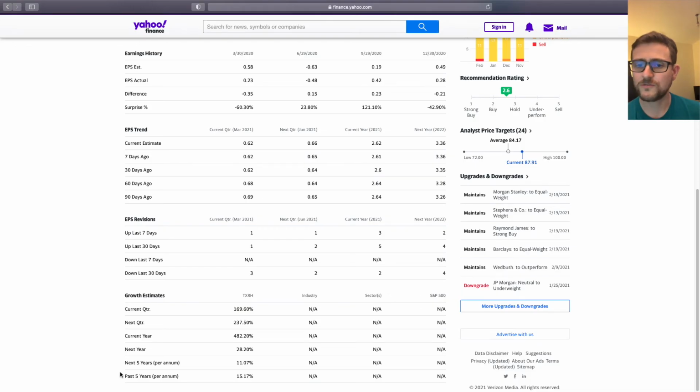So we look on Yahoo Finance here, and let's look at the growth estimates for Texas Roadhouse. For the next 5 years per annum, we're looking at 11.07%. So that makes me feel a little bit better about my 10%. Obviously the analysts here are only estimating for the next 5 years, and I'm estimating for the next 10 years. And you can see the previous 5 years, they've done 15.17% growth. So I'm happy enough with my 10% growth amount for Texas Roadhouse.